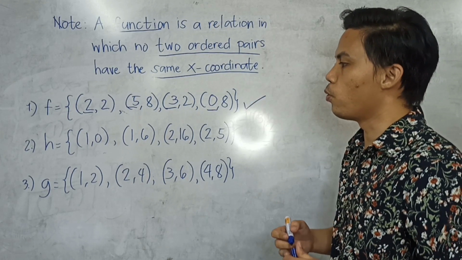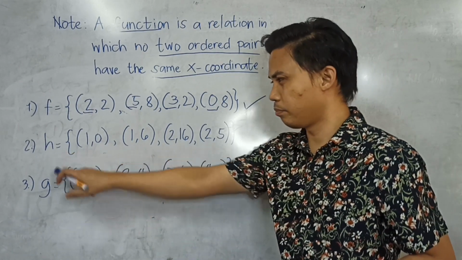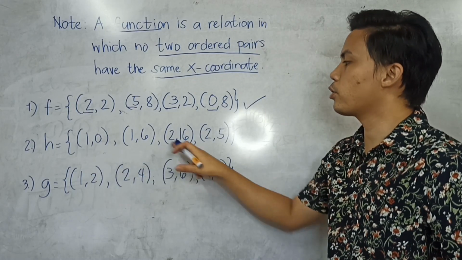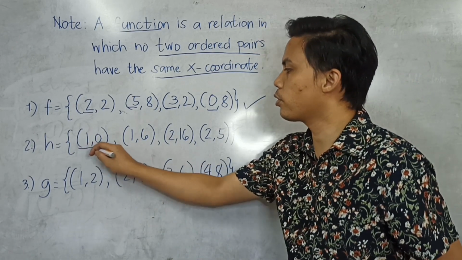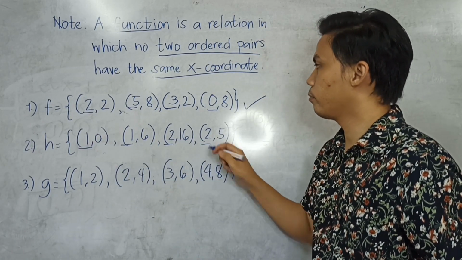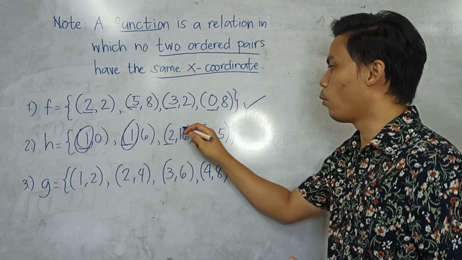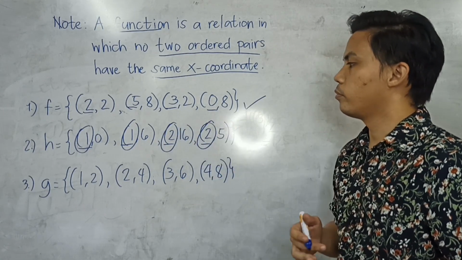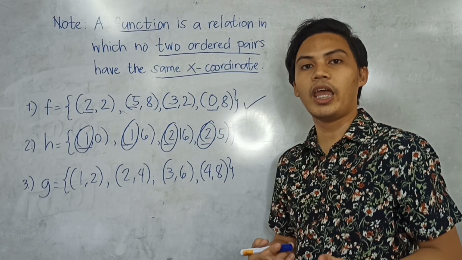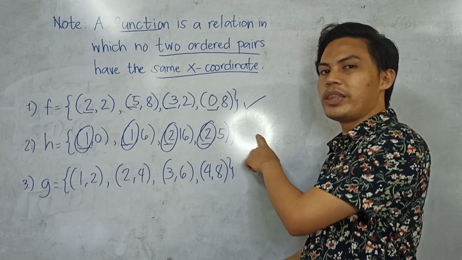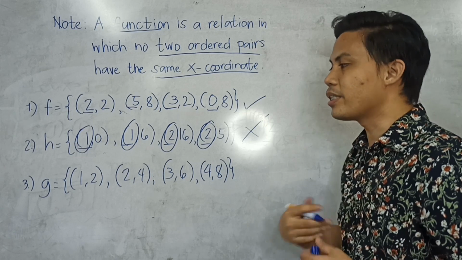Now, how about number 2? The function of x, or the set of function h. We have (1, 0), (1, 6), (2, 16), and (2, 5). Let's focus on the x coordinates. Now, since meron tayong dalawang 1 at saka dalawang 2, lumabag siya dun sa rule natin na dapat walang magkaparehas na x coordinate. Therefore, ang number 2, it does not represent a function. So this is not a function, or it does not represent a function.